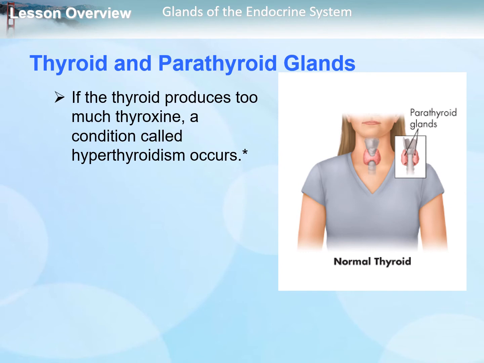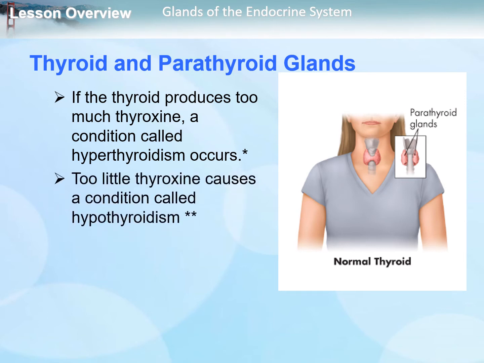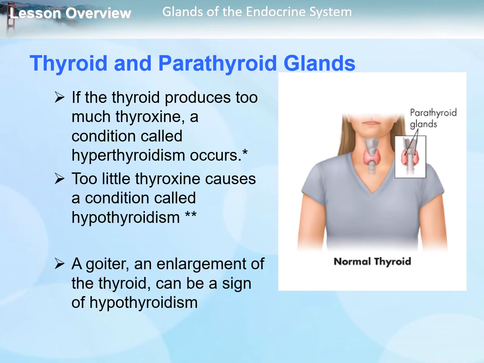Hyperthyroidism results in nervousness, elevated body temperature, increased blood pressure, and weight loss. If the thyroid produces too much thyroxine, then this condition called hyperthyroidism occurs. Too little thyroxine causes a condition called hypothyroidism, in which low body temperature, lack of energy, and weight gain are signs of this condition. A goiter is an enlargement of the thyroid that can also be a sign of hypothyroidism.